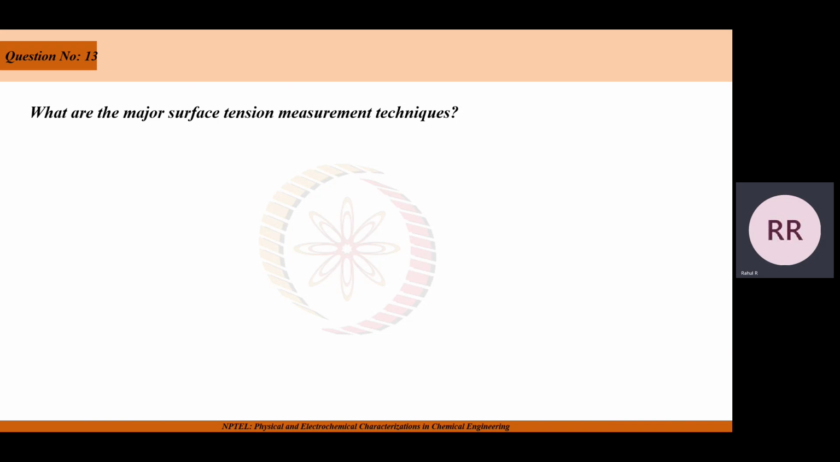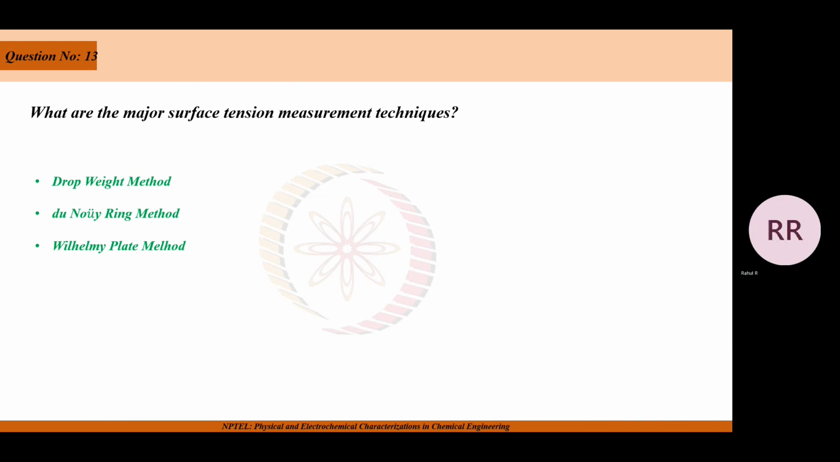So the answer to this question is the drop weight method, the du Noüy ring method, and the Wilhelmy plate method. So the three major techniques that are used are the drop weight method, the du Noüy ring method, and the Wilhelmy plate method.